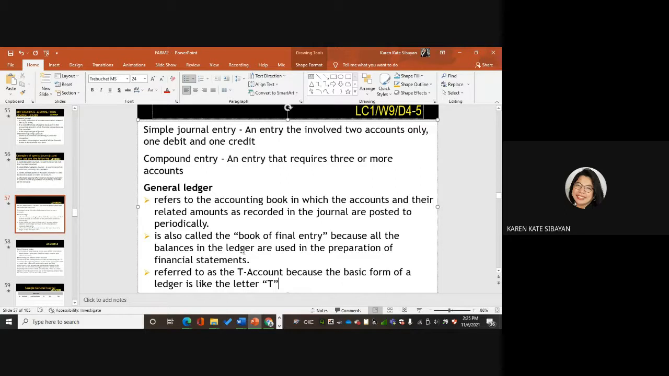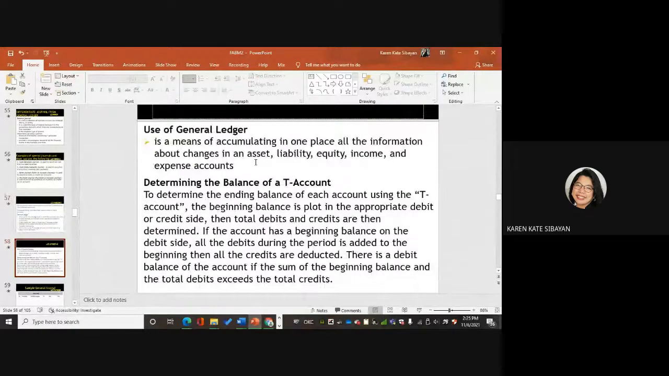Okay? It is also called as the book of final entry because all the balances in the ledger are used in the preparation of financial statements. Referred to as the T account because the basic form of a ledger is like the T letter. Sa left side ang debit, sa right side ang credit. So, use of ledger is a means of accumulating in one place all the information about changes in an asset, liability, equity, income, and expense account.